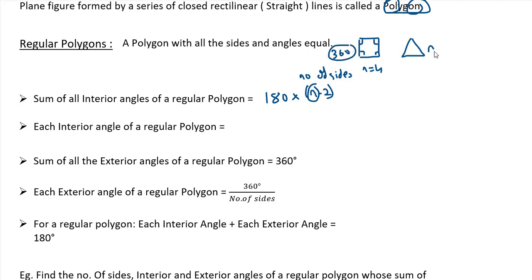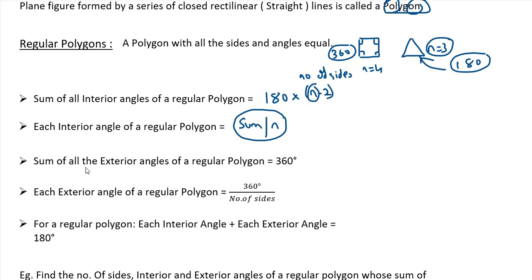For a triangle, the number of sides n is 3. If you substitute in this formula, we'll get 180 into 3 minus 2, which will be 180 degrees. As we know, sum of all the interior angles in a triangle is 180 degrees, which is the same answer from the formula as well. So each interior angle will be given by sum of all the interior angles divided by number of sides. In this way you can find each interior angle of a regular polygon.